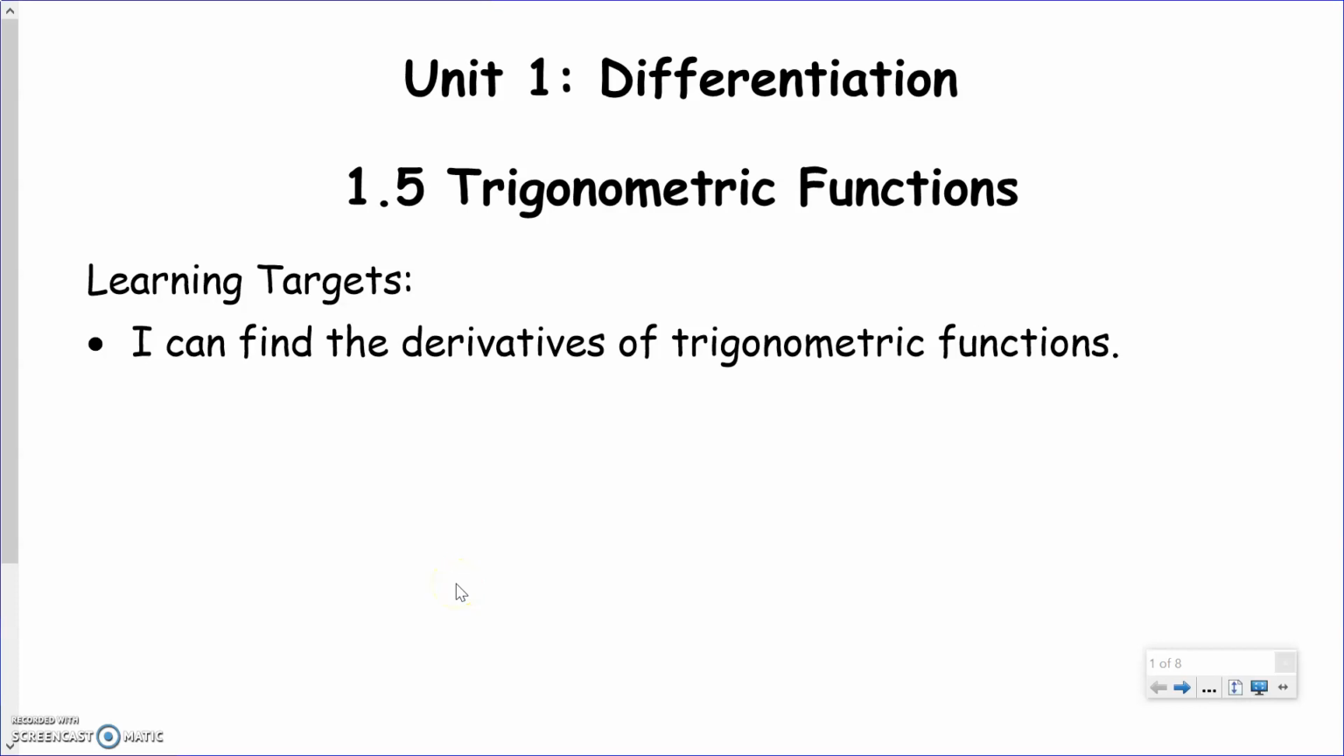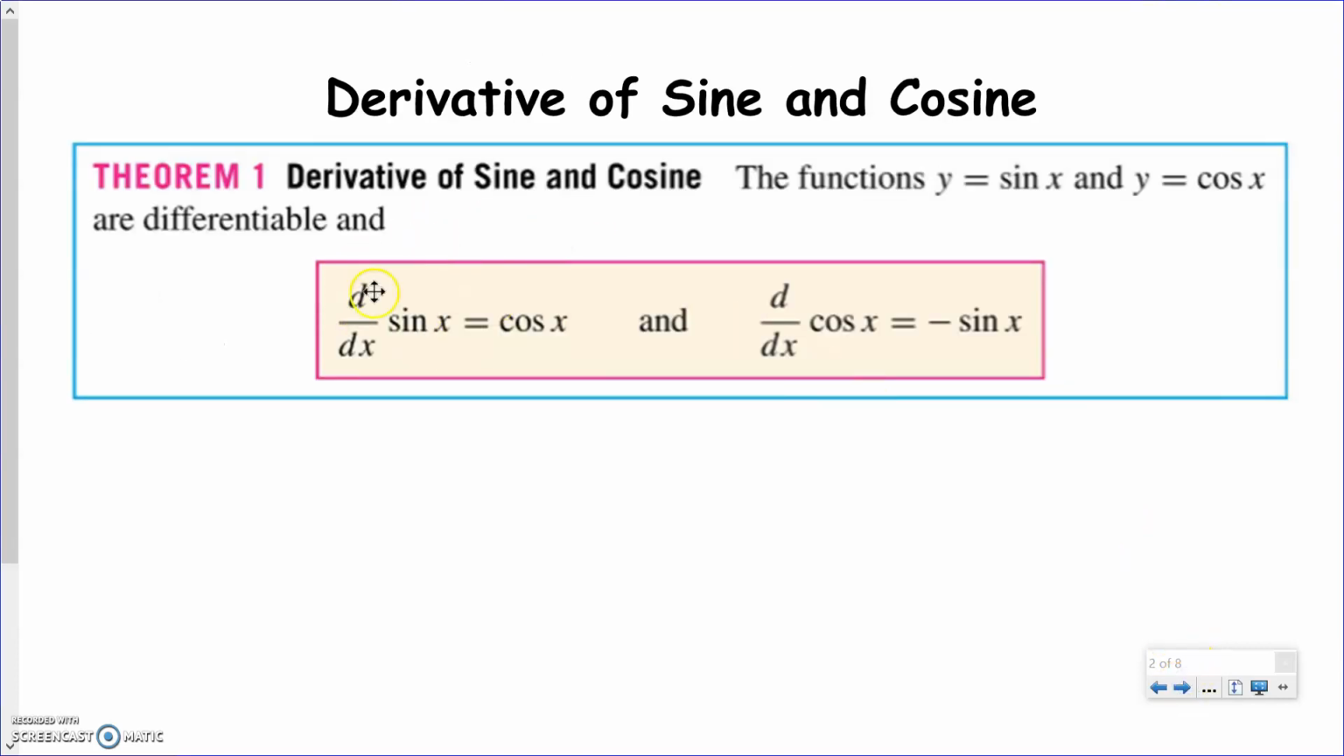Okay, here we go. This is the last lesson for the scale. We're looking at the derivatives of trig functions. Now, the two that you need to memorize are written right here.